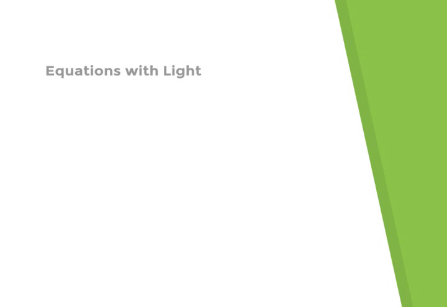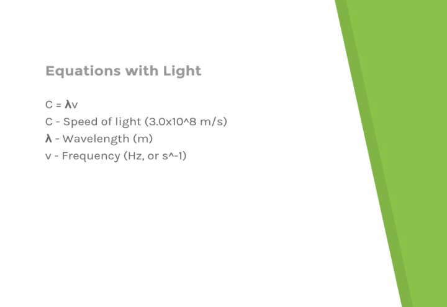The first is that c equals lambda v. Lambda is the Greek letter that we use as a variable. So here c is the speed of light, lambda is wavelength, and v is frequency. This is what I talked about before. The constant is c, or the speed of light. And that equals wavelength multiplied by frequency. So that's our first equation.